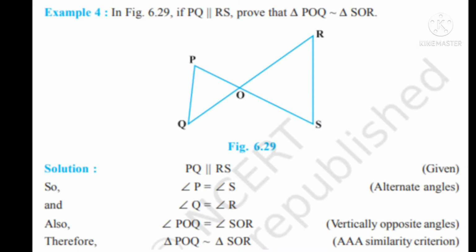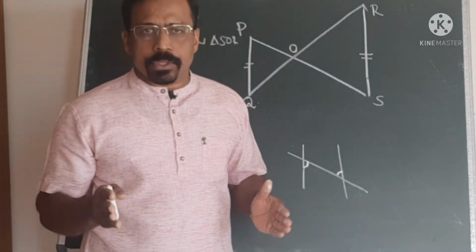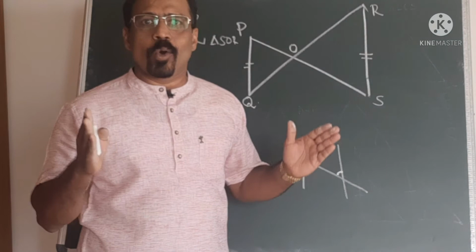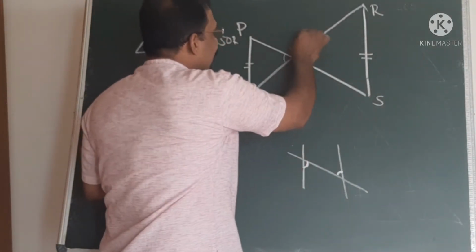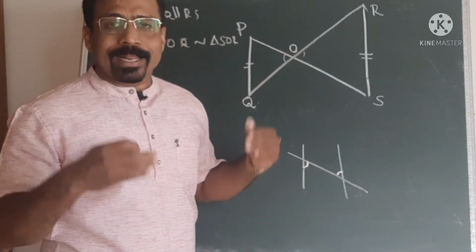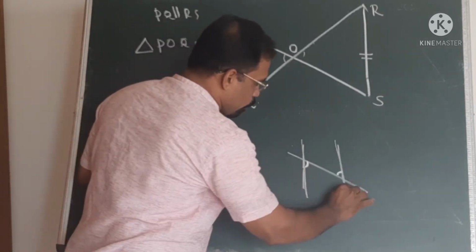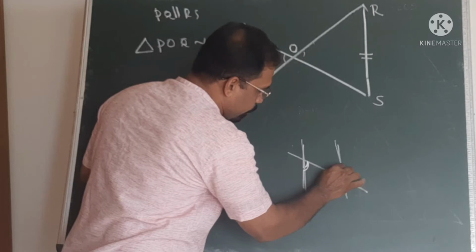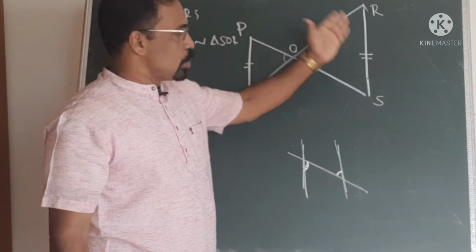In figure 6.29, if PQ is parallel to RS, prove that triangle POQ is similar to triangle SOR. First of all, let us understand two or three basic concepts. The first one is vertically opposite angles. These are known as vertically opposite angles, and they are always equal. And second is alternate angles. Suppose there are two parallel lines and there is a line cutting them, these are known as alternate angles. Now consider these two triangles.